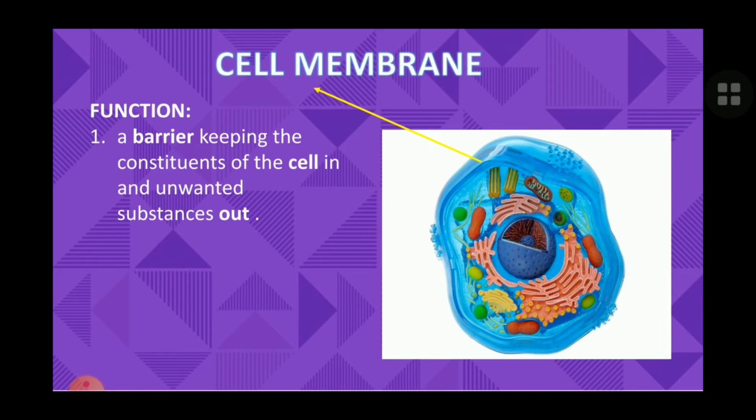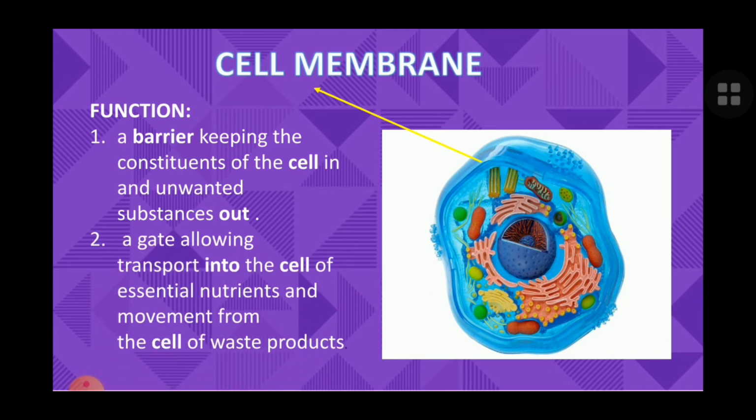So it is a barrier keeping the constituents of the cell in and unwanted substances out, or a gateway allowing the transport into the cell of essential nutrients and the movement from the cell of waste products. It means the essential nutrients enter the cell passing through the cell membrane, and the waste substances are passed through the cell membrane outside.